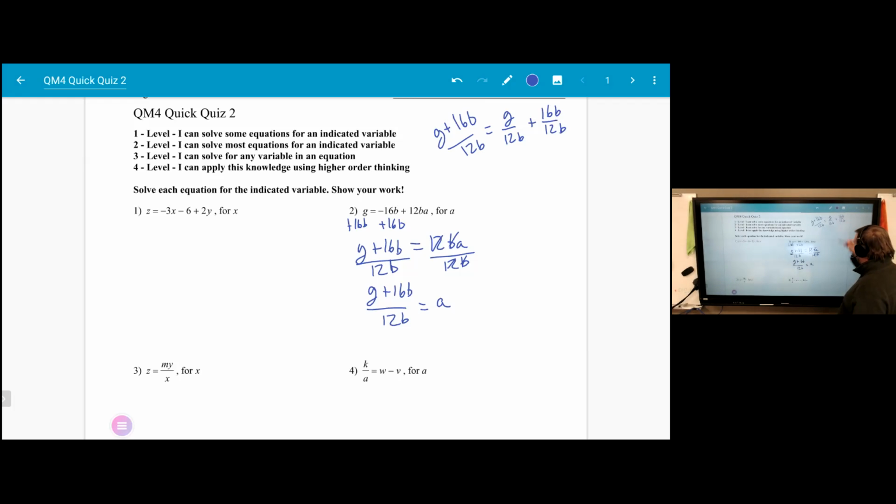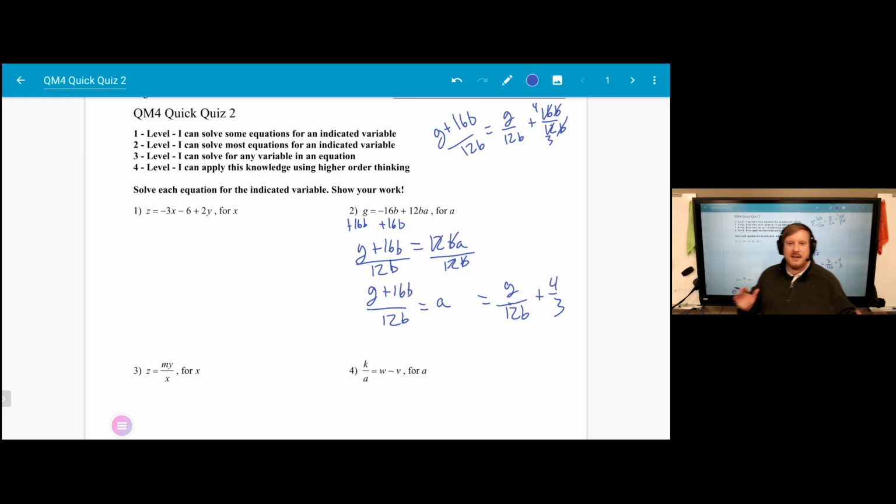If I simplified here, I could end up with G divided by 12b. I could simplify this to 1, b divided by b is 1, and 16 divided by 12 is 4 divided by 3. A could also be G divided by 12b plus 4/3. Neither one is more correct than the other. They are both correct in themselves. I'm just showing you two different ways to represent this.